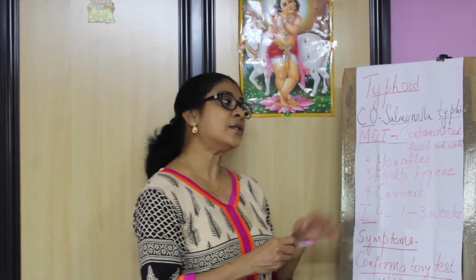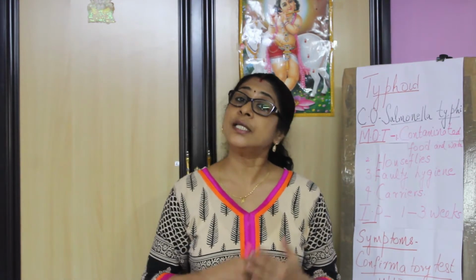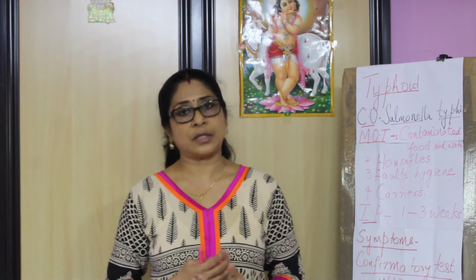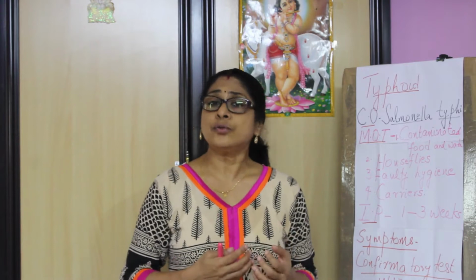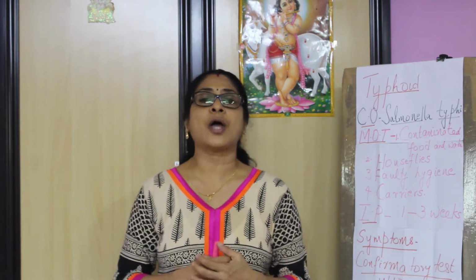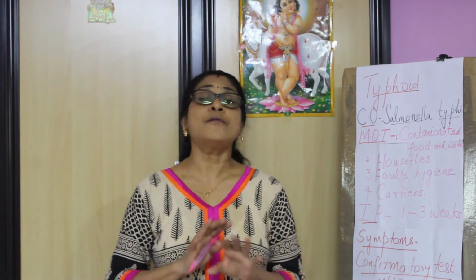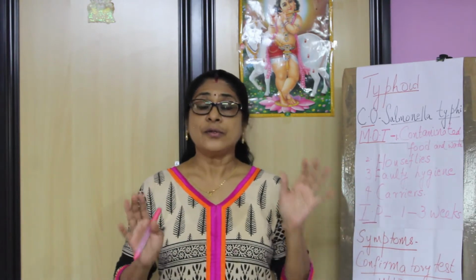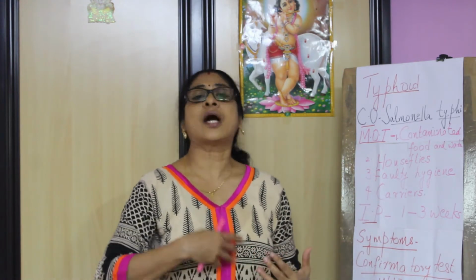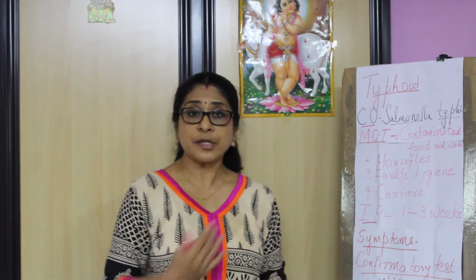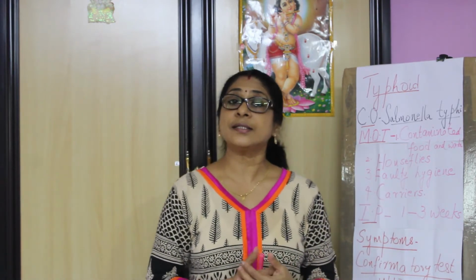The third method of transmission is faulty hygiene. What do you mean by faulty hygiene? Suppose you have gone to the washroom and you do not wash your hands properly, or you have gone out somewhere and you come back and do not wash your hands properly. These are all faulty personal hygiene. So if a person does not follow proper hygienic methods or protocols, there are chances of the disease spreading from one person to another. And the fourth one is carriers.